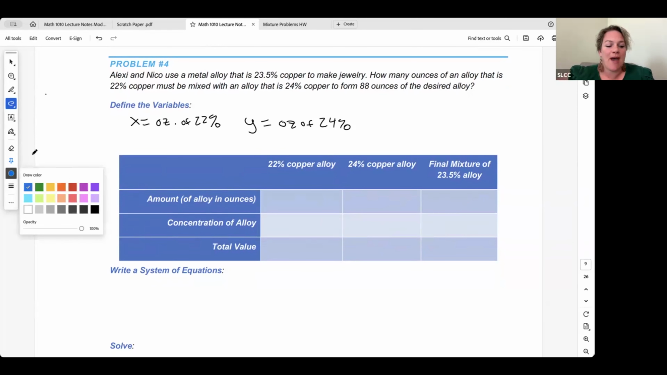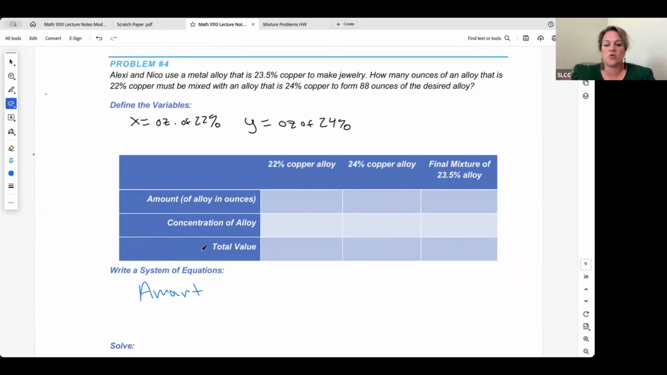So you can write the amount equation, which will be x plus y equals that total physical amount. And they want to have 88 ounces. So x plus y equals 88. You can also plug that here in your table if that's helpful.